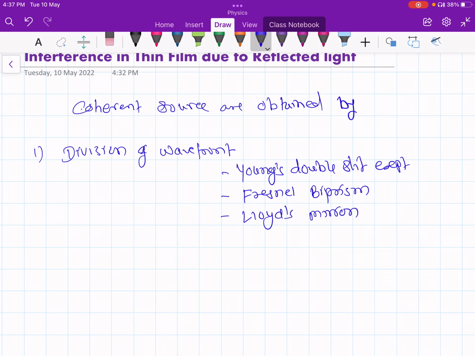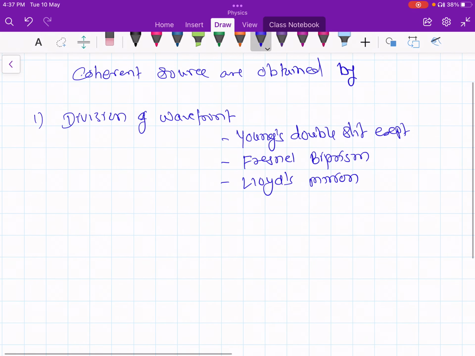In this experiment, we get the two coherent sources by dividing the wavefront. Suppose the wavefront is traveling in this direction, then it is allowed to pass through two pinholes. So this wavefront divides into two wavefronts and we get the two coherent sources.